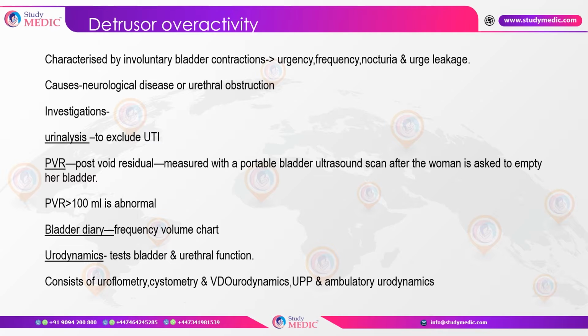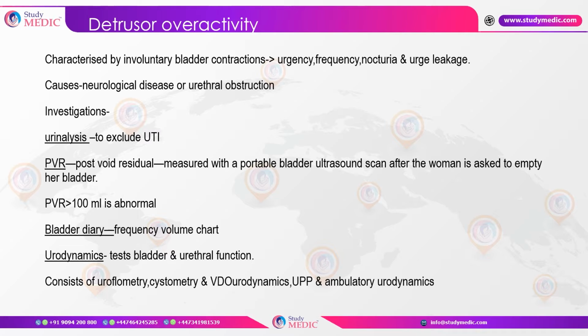So detrusor overactivity, we know it is characterized by involuntary bladder contractions. So the woman would present with symptoms of urgency, frequency, nocturia and urge leakage. Cause of this most of the times is not known. It could be due to neurological disease or even sometimes due to urethral obstruction.